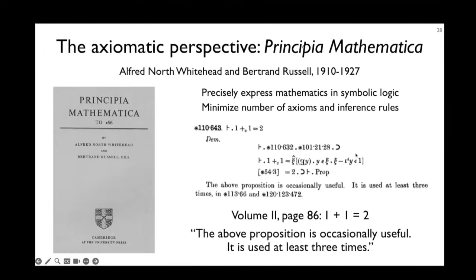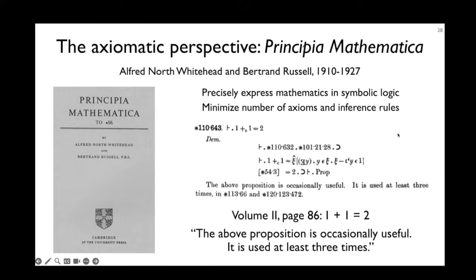And they did a lot of work. They wrote hundreds and hundreds of pages. And in volume 2 of this, after a 300-page volume 1, they get to page 86, and they say, and therefore 1 plus 1 is equal to 2. And this above proposition is occasionally useful, they say. It is used at least 3 times and then provide references in a few more places later on in their book.